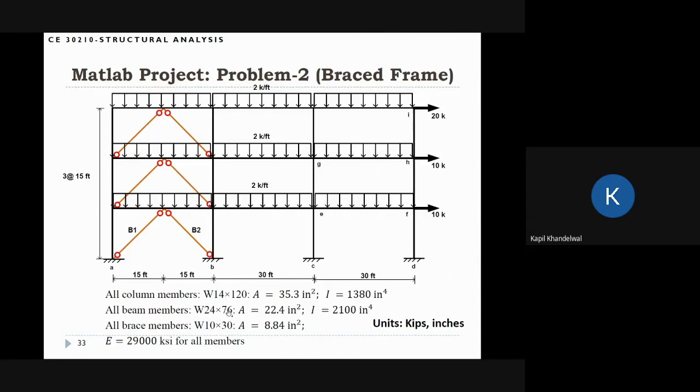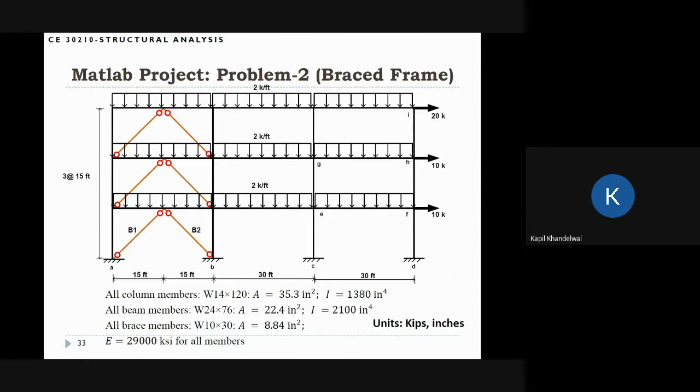Here we are thinking these are steel members. The area is 8.84 inches squared in this case. For the units, again be consistent, try to use kips and inches, and E is 29,000 ksi for all members. So this is what you have to do for your project: create those two functions and try to solve these two problems.